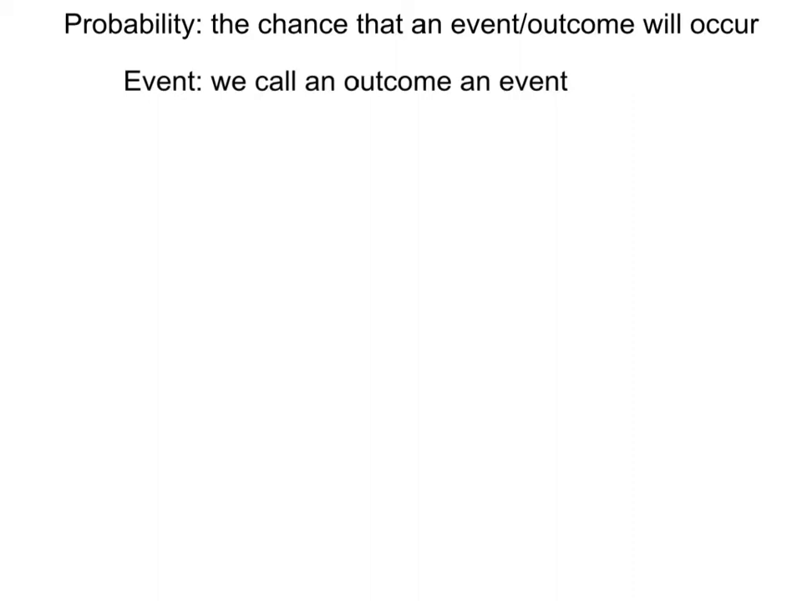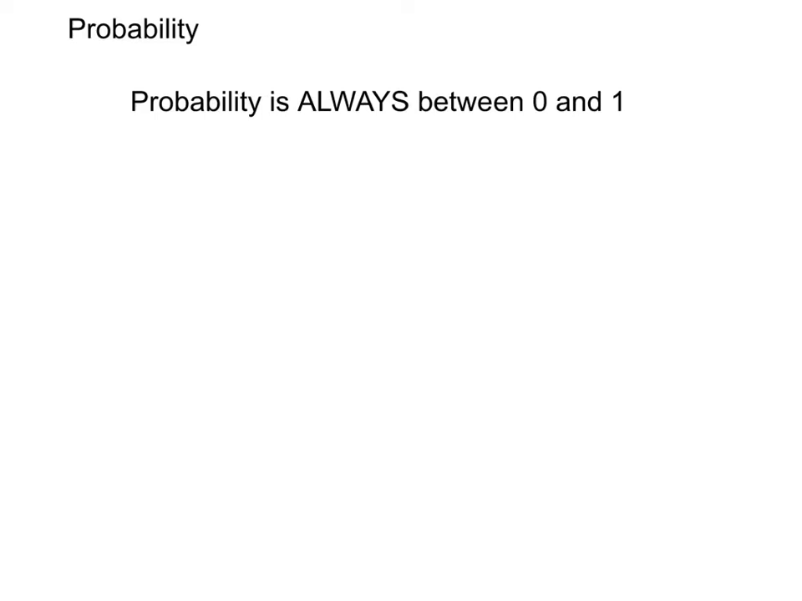The probability of something equals. Probability is always between 0 and 1. We write the probability as either a decimal or a fraction. If possible, we want to write probability as a fraction.